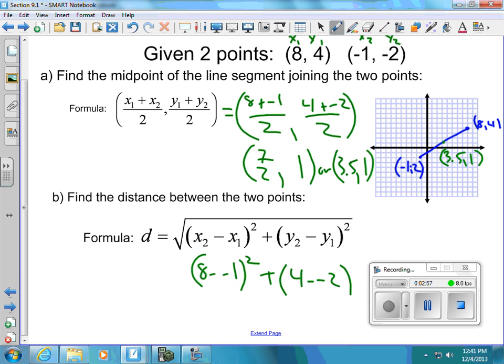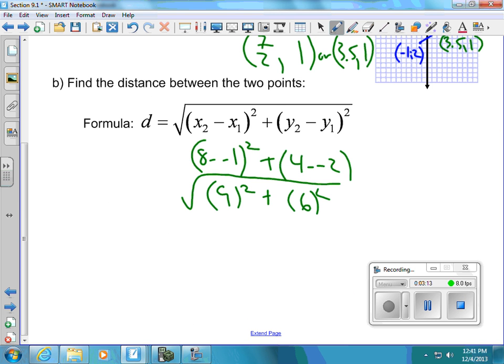If I did negative 1 minus 8, that'd be negative 9. I'm going to get a positive 9. When I square negative 9 or I square positive 9, I get the same thing. Same thing here, negative 2 minus 4 is negative 6. I'm going to get positive 6. If I square it, it doesn't matter which order I subtract them in. So I get 81 plus 36. 81 plus 36 is the square root of 117, which is approximately 10.8 units.